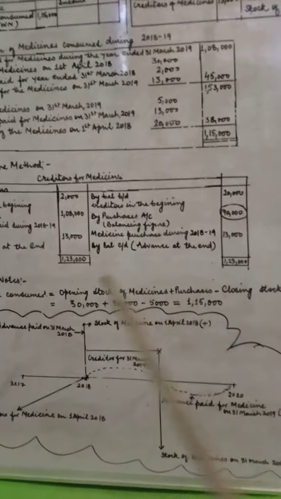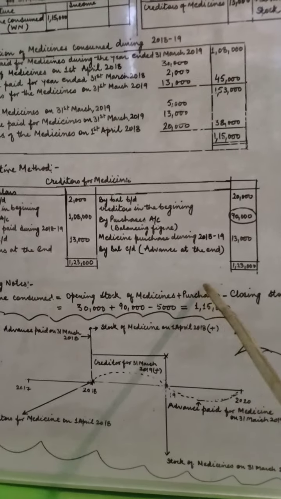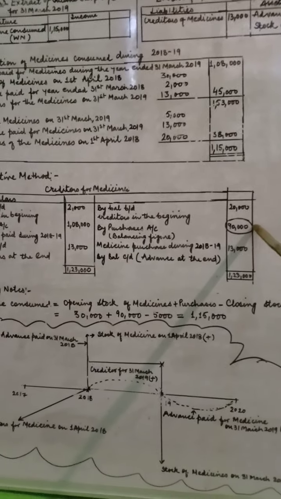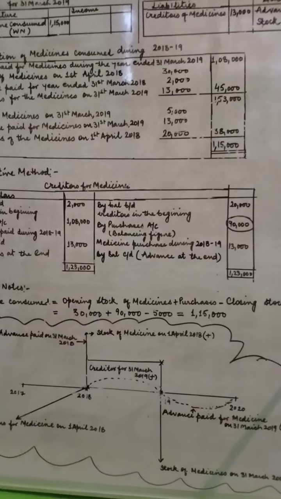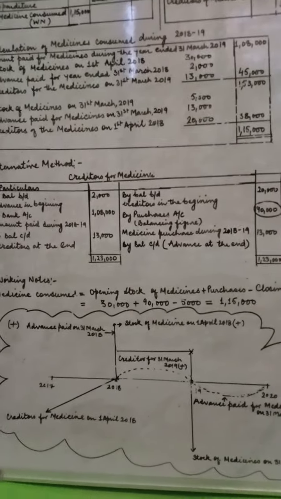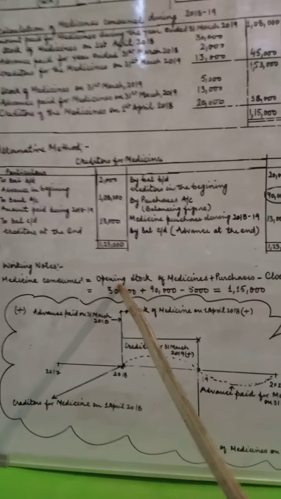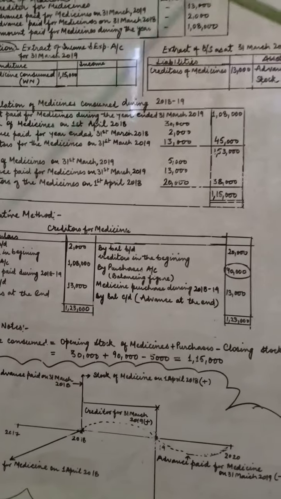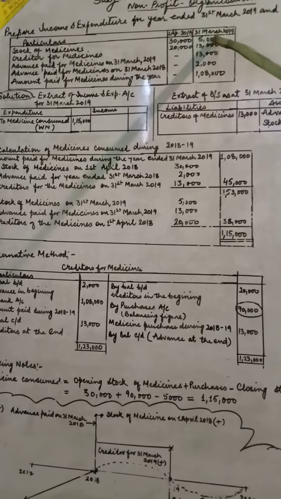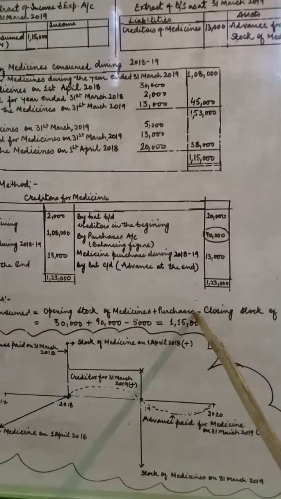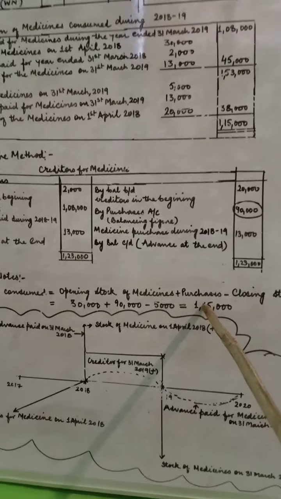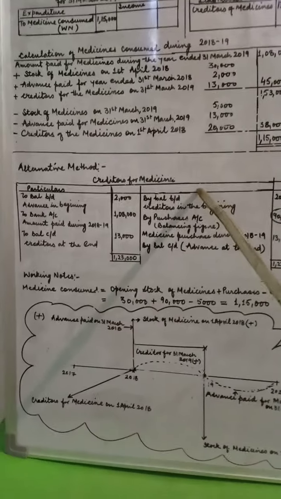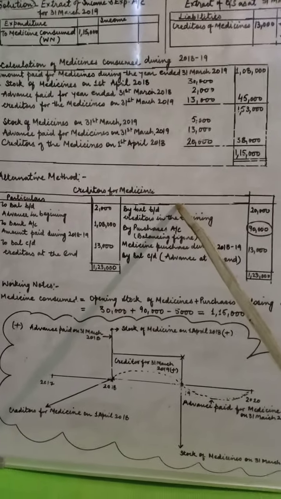I am repeating it again. Opening stock of medicines plus purchases. That purchases you actually calculate with the help of the creditor of the medicines account. Minus closing stock of medicine. So with the help of this, you can see that the opening stock of medicine is given to you, closing stock of medicine is given to you. You can see here on the upper side the opening and the closing balances of the medicine are given. What is missing? That is purchases, and that purchases can be calculated with the help of this creditor for the medicine account.